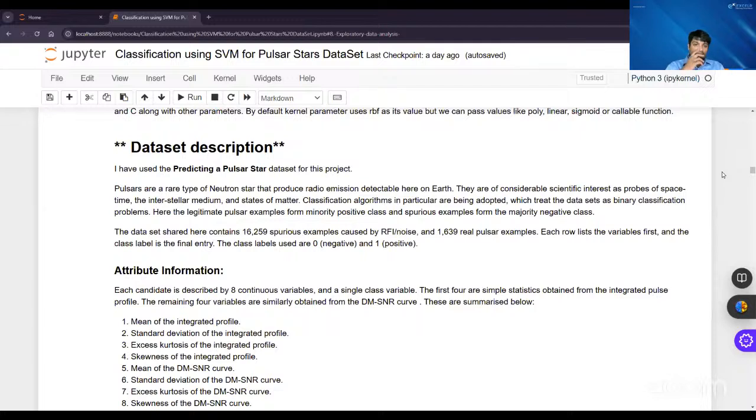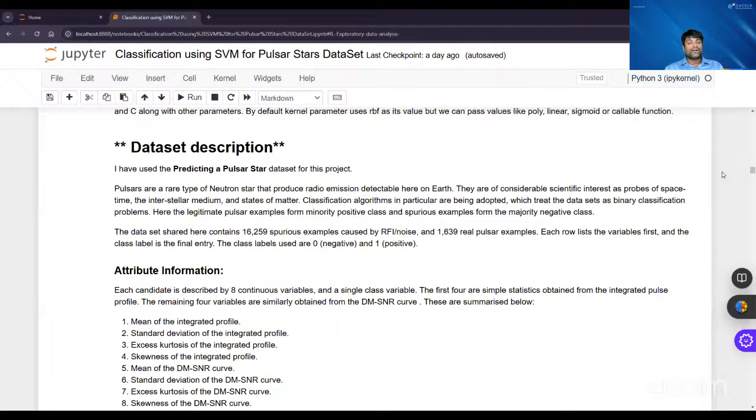SVM. And let us first understand what this data set is, what we are talking about, right? Anyway, you have the data set with you. I'm not sharing the data set here again. So just go with the coding part. And first of all, I'll explain what this data set is. Okay. So this is a data set regarding space.